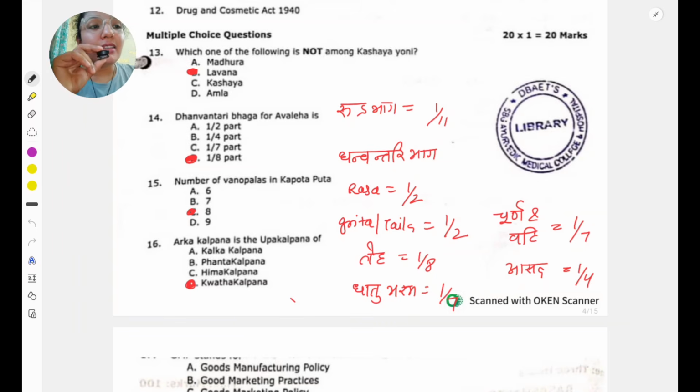Dhatu Bhasma 1 by 7. Churna Vati 1 by 7. And Asava is 1 by 4. Rudra Bhaga is 1 by 11. That is constant. So here they have asked the Dhanvantari Bhaga of Leha, and the right answer is 1 by 8.